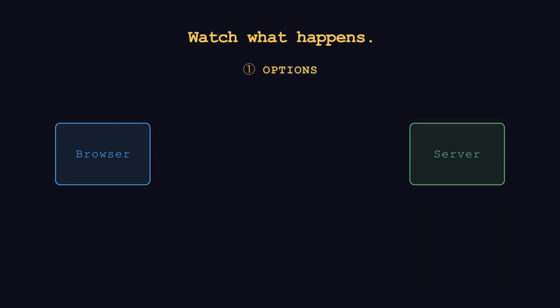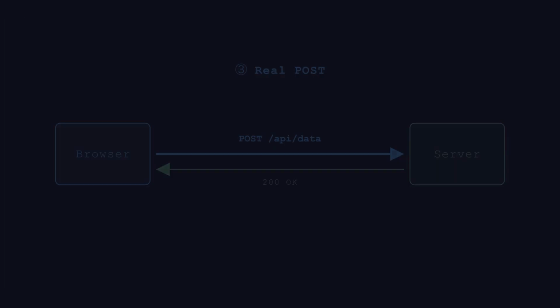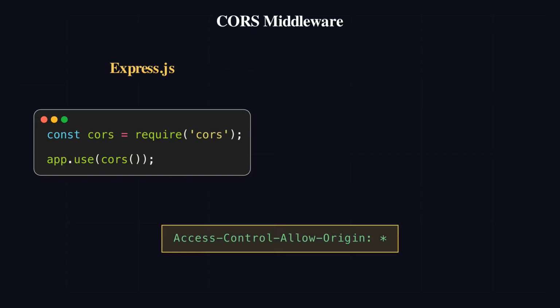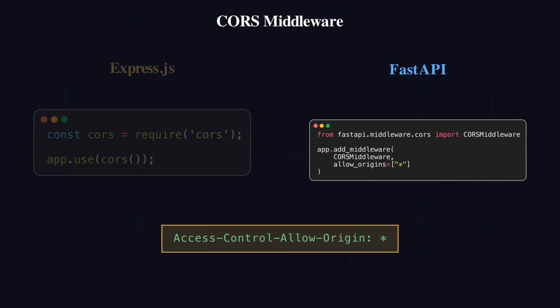Watch what happens. The browser fires OPTIONS. The server responds with the allowed methods and headers. Green light. Now the real POST goes through. Two requests for the price of one. So when you add CORS middleware to your server, all it does is set these headers on every response. In Express, it's one line, app.use(cors()). That adds Access-Control-Allow-Origin star to every response. In Python with FastAPI, same thing. Add CORS middleware, set allow origins. That's all the mystery is.